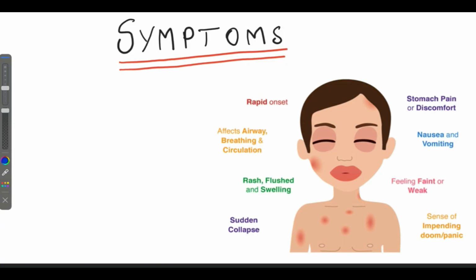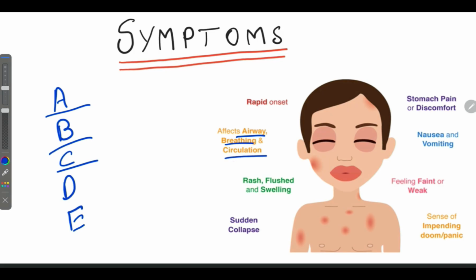And for that you will perform the primary survey. And what is the primary survey? As you all should know, it is A, B, C, D, and E. All of this primary survey should be performed. A is airway, B is breathing, C is circulation, D is disability, and E is exposure. But the primary things which we are focusing on for anaphylaxis are the first three: A, B, and C: airway, breathing, and circulation.